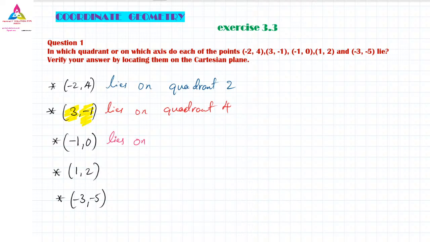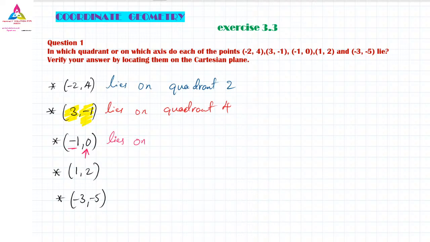Where will it lie? So here the x value is minus 1 and the y value is 0. See, yesterday I told you, when the y value is 0, where will it lie? Yes, on the x-axis. It will not lie on a quadrant, but here 0 is the y value, so obviously it is lying on the x-axis. When the y value is 0, it will always lie on the x-axis, remember.